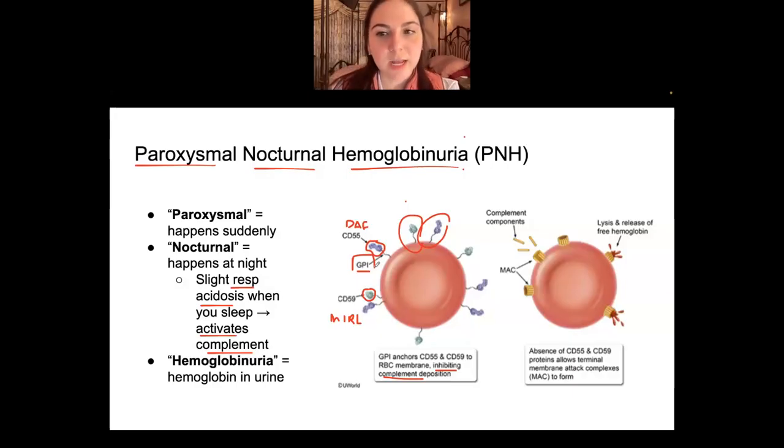So sometimes, instead of asking what is the mechanism behind this pathology, they'll describe PNH and ask what's the mechanism behind it. And instead of saying there's a deficiency of CD59, CD55, they'll say there's a deficiency of GPI anchored proteins on the surface of red cells. So it's just another way to be aware. They are GPI linked proteins on the surface of the red cell, but that's another way they can describe what DAF and MIRL are.